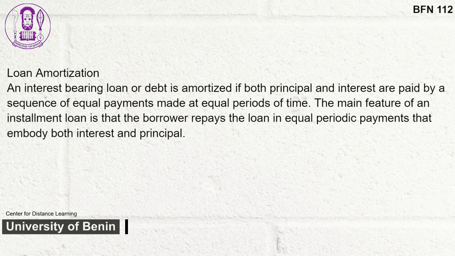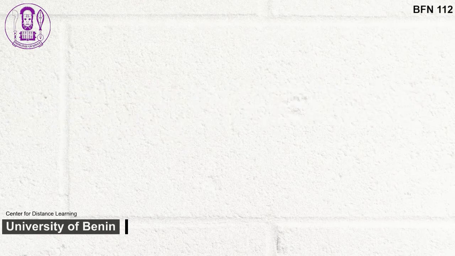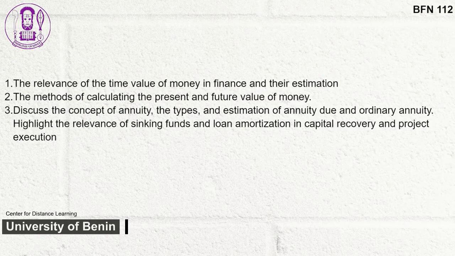Summary of Study Session 12. In this study session, please note the following. 1. The relevance of the time value of money in finance and their estimation. 2. The methods of calculating the present and future value of money. 3. Discuss the concept of annuity, the types, and the estimation of annuity due and ordinary annuity. 4. Highlight the relevance of sinking funds and loan amortization in capital recovery and project execution.